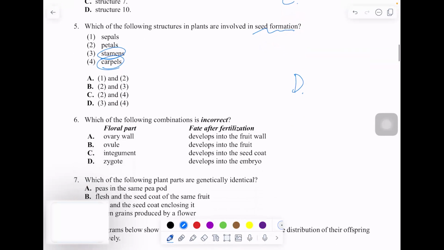Which of the following combinations is incorrect? We're talking about the floral part, meaning the part included in the flowers, while on the other hand, the phase after the fertilization.